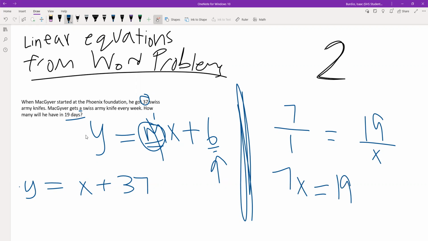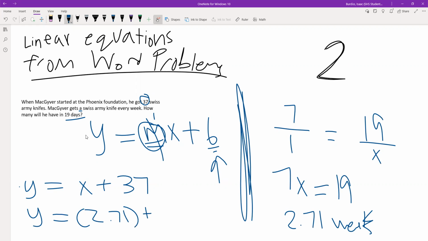All right, so 19 divided by 7, that's 2.71 weeks. Okay, that's messy, sorry. So you would just plug that in, 2.71 times 1 plus 37, and that is 39.71, but we round down, so he would have 39.